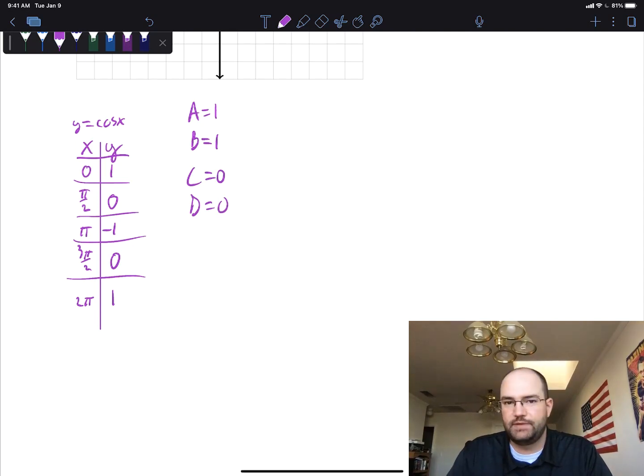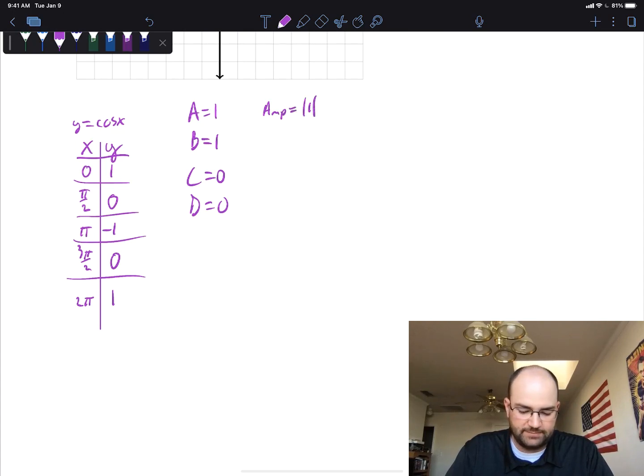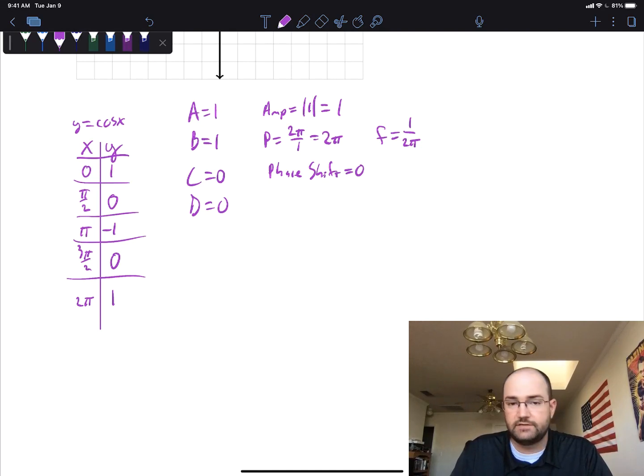So this is the basic cosine function. A being 1 means that the amplitude is the absolute value of 1, which is 1. B being 1 means that the period is 2 pi over 1, which is 2 pi, which of course tells me that the frequency would be 1 over 2 pi. C equaling 0 tells me that the phase shift is 0. And D, of course, being 0 means the vertical shift is 0.